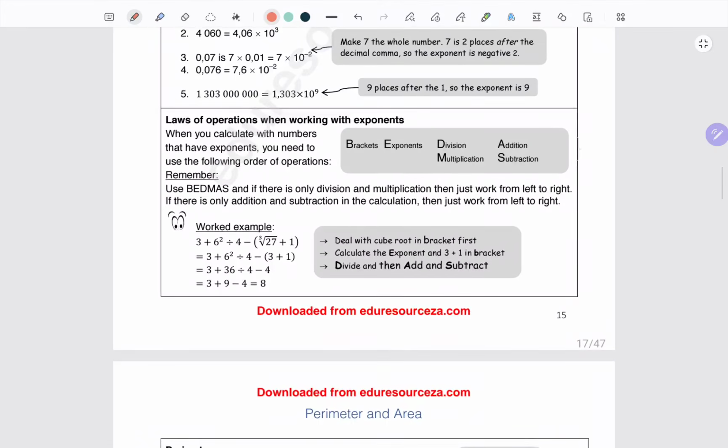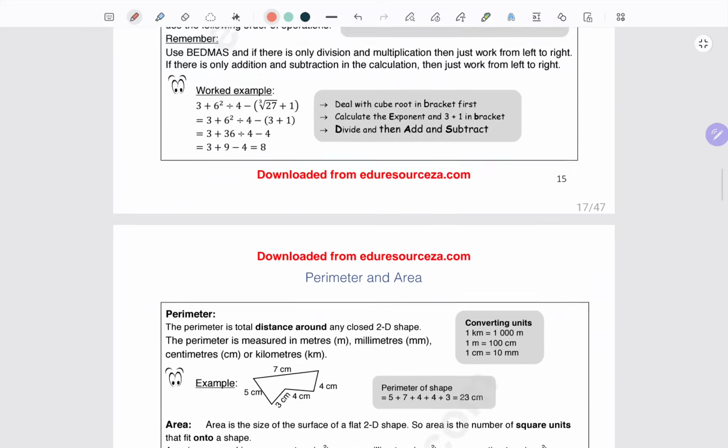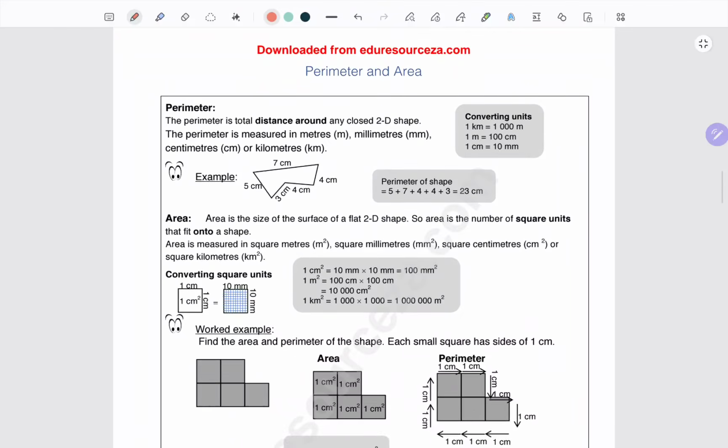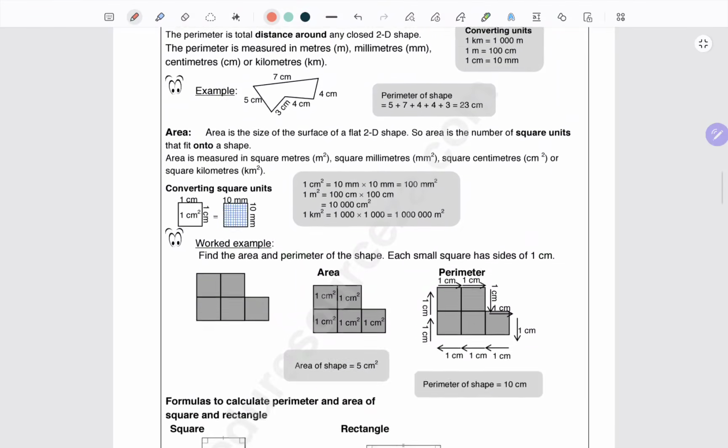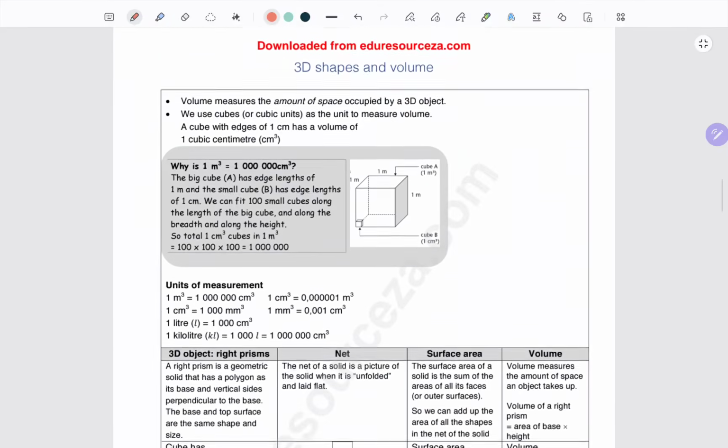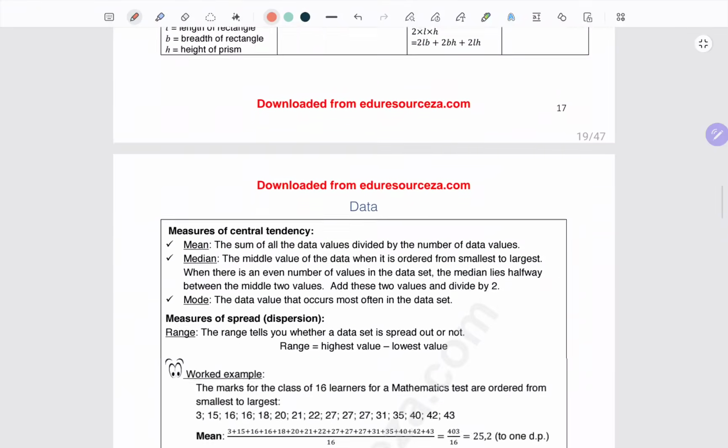And don't forget BODMAS, folks. Please, please, please, the order of operations is your friend throughout. And of course, you're going to learn about perimeters, areas, volumes. Folks, this is stuff you should know already.